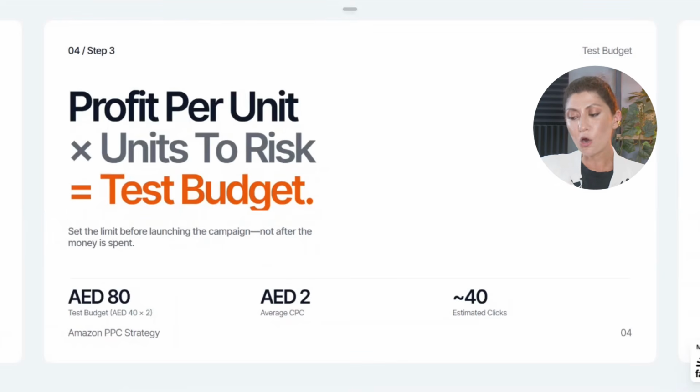The formula needs to take into consideration your average cost per click and how many clicks you would estimate you need to get a sale, especially if you first launch the product. So in my example here, I'm saying I'm willing to sacrifice 2 products with my test budget. And remember, my profit per product is 40 dirhams. So I'm willing to give 80 dirhams in the beginning just to test out the ads, just to gather data. If my CPC, my average cost per click, is around 2 dirhams, then I'm generating around 40 clicks. 40 clicks should get me at least 2 sales, making it a good test budget.